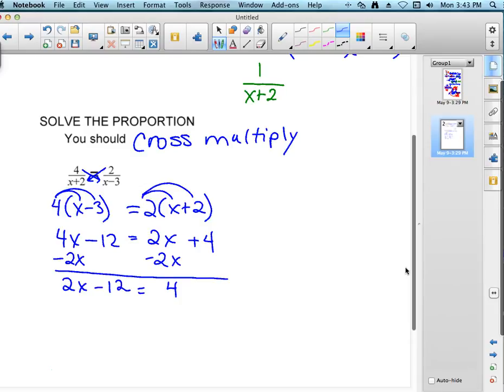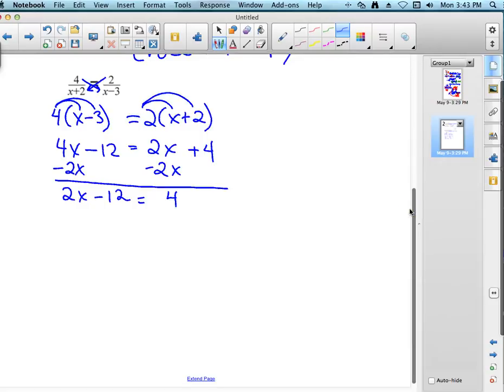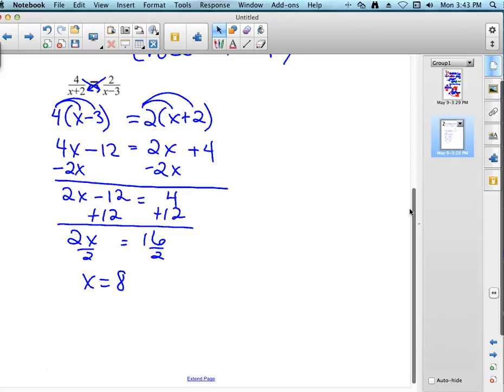Since I've moved all the variables to the left side, I'm going to move this constant over to the right. So I'm going to add the 12 over. That gives me 2x equals 16, and my last step would be to divide over 2. So x equals 8. All right, again, make sure you have these notes out so you can use them as you're working through your worksheet.